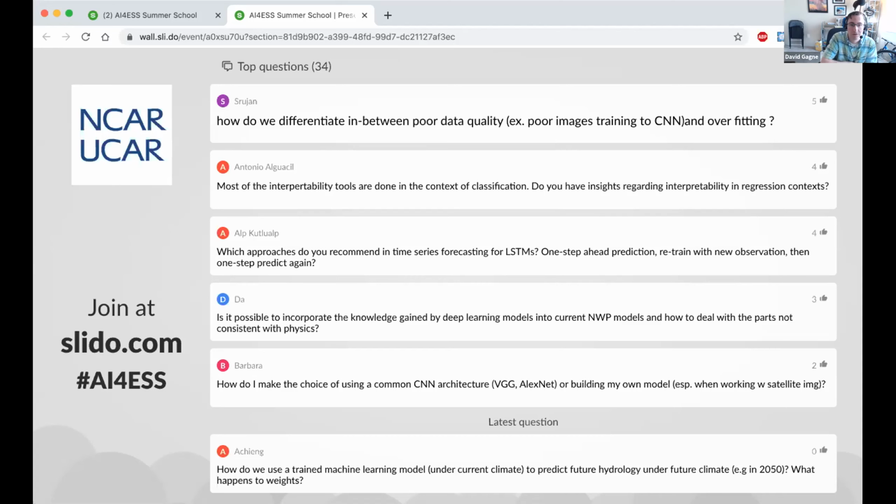That sounds good. I think we'll go ahead and move on to the next question. How do we differentiate between poor data quality, for example, poor images trained to CNN or some other kind of data issue, versus the model just overfitting to the data?